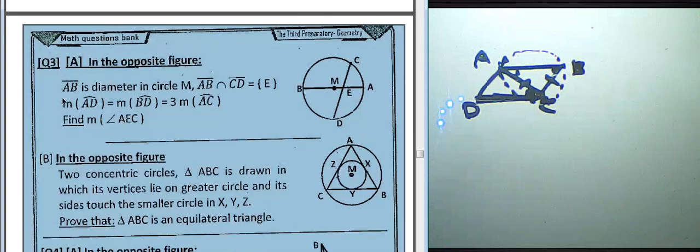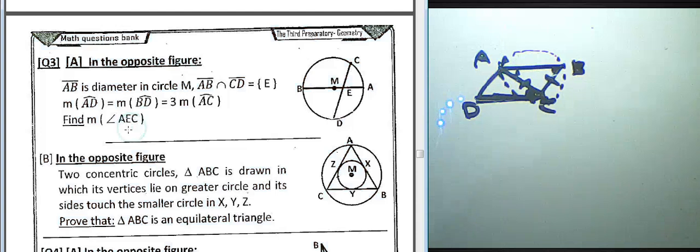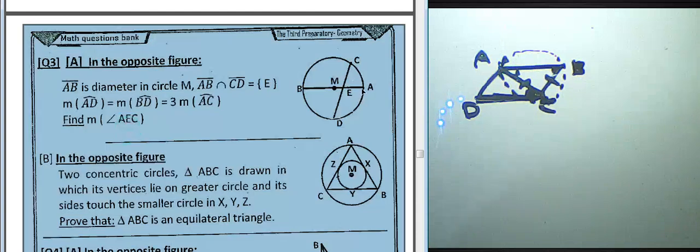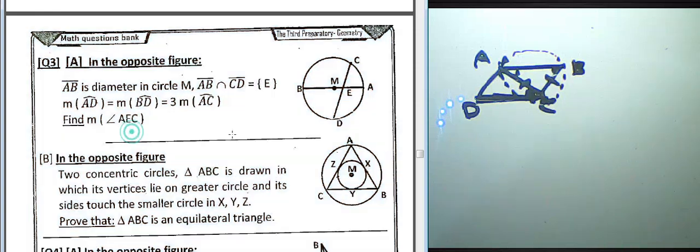Question number 3: in the opposite figure, find the measure of angle AEC. You want to find this angle, and it gives us the measure of arc AD equals the measure of arc BD, and the measure of arc BD equals 3 times the measure of angle EC. Okay, who can tell me the result of this example?